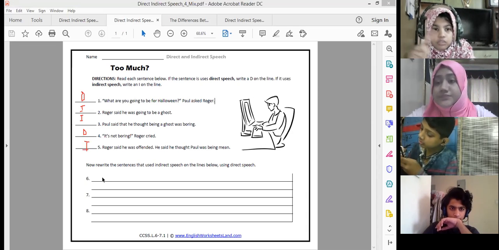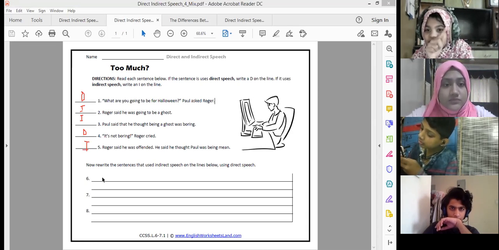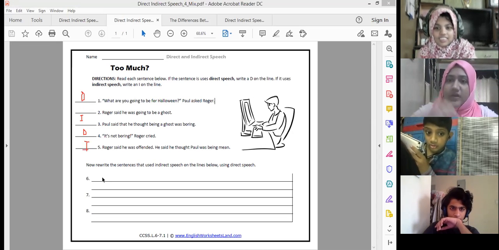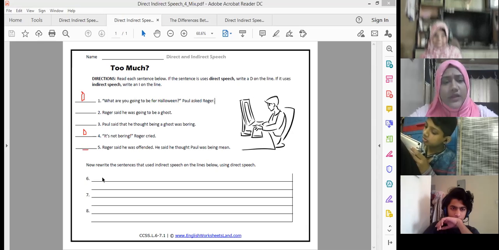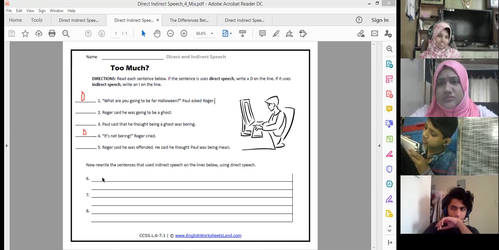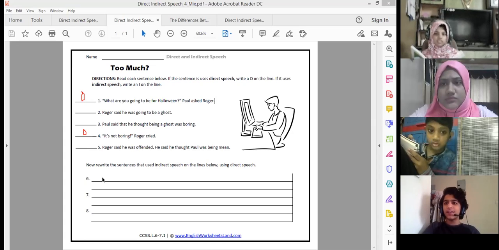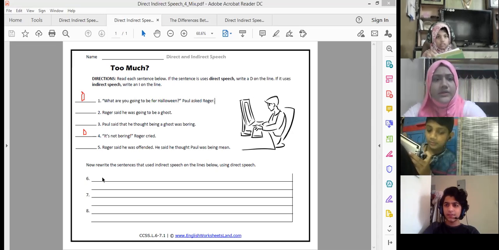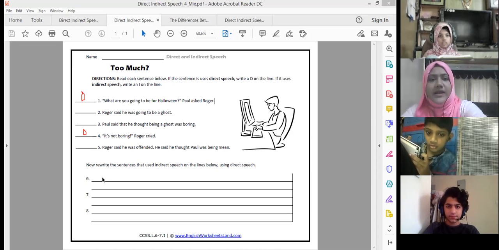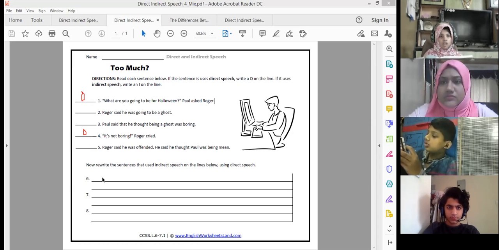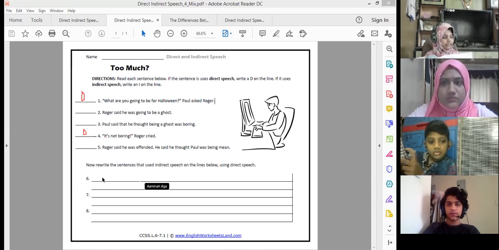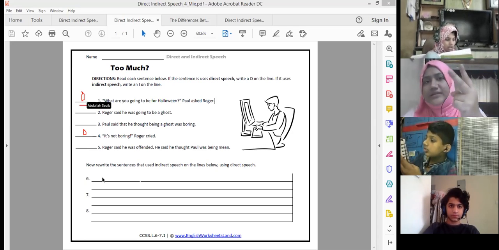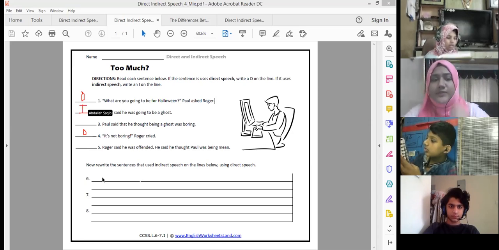Ma'am, can I say the fourth answer? Can I make it into indirect? You have to make it in the book, Safia. Why are you erasing it, Abdullah? Ma'am, I thought only to write D on the direct speech, not to write I on indirect speech. No, it's written: if it uses indirect, write an I on the line. You were doing it right. Achha, I didn't see that. In your notebook, you just have to write 2 sentences and change them into indirect speech.